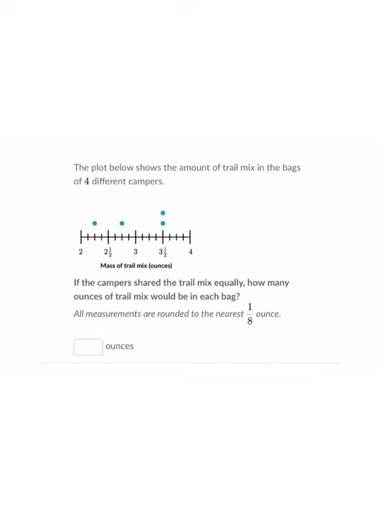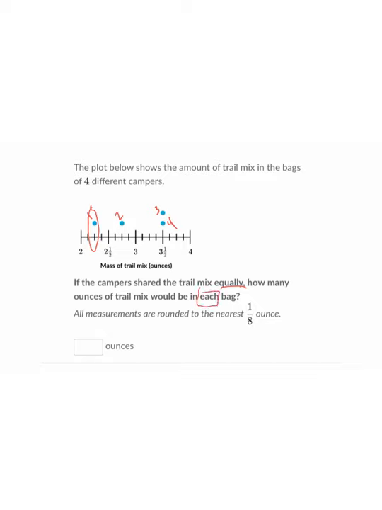So this problem says the plot below shows the amount of trail mix in the bags of 4 different campers. So I know each one of these dots represents a bag of trail mix. So I have a total of 4 bags of trail mix. They ask if the campers share the trail mix equally, because we all know that if you were this person that got bag number 1, you would be complaining. So we want to make sure that we share that equally. How many ounces of trail mix would be in each bag?